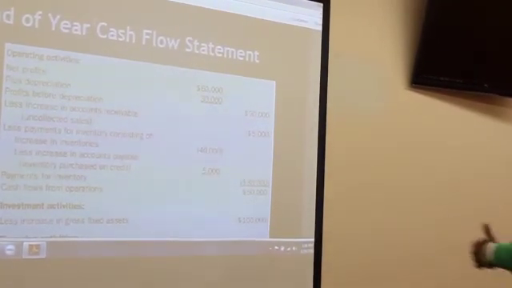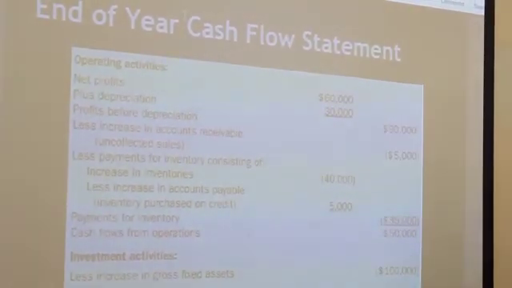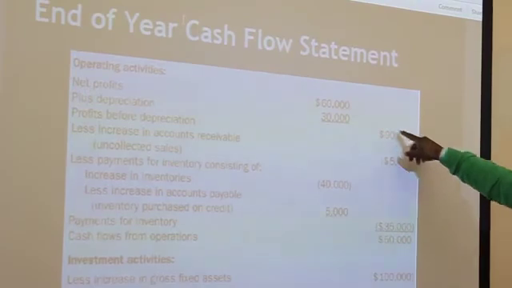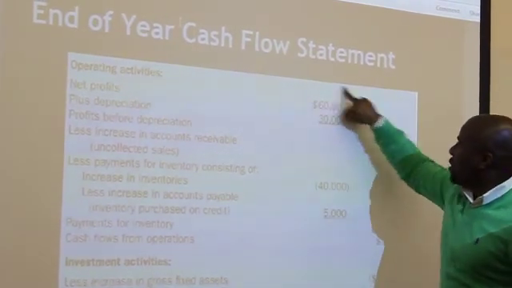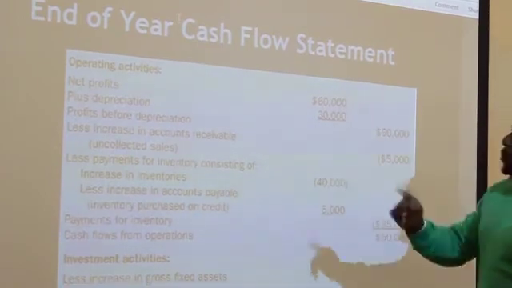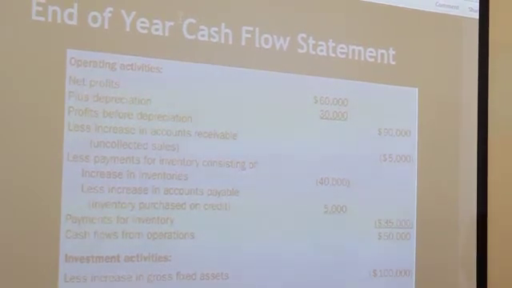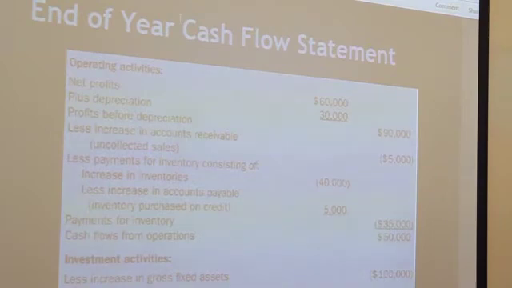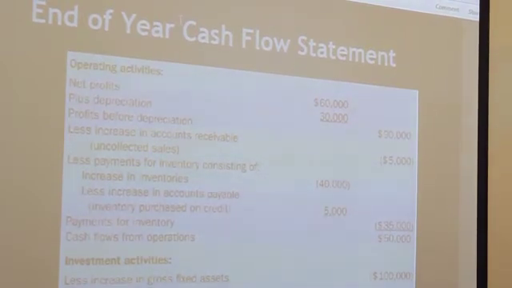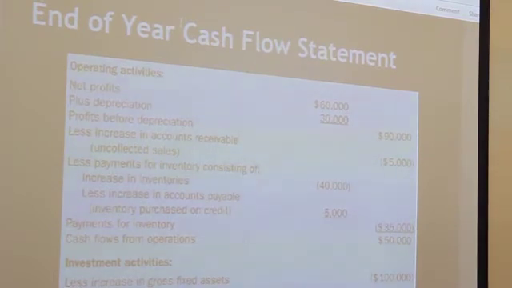So the net profit is $60,000 plus depreciation of $30,000. So profits before depreciation was $90,000. So this is your net. This is how much your operating expenses, everything else, is $60,000. Plus now you also have depreciation. That's of your equipment, truck, etc. So you add that in and that gives you $90,000, because you're going to write that $30,000 off. Now, less increase in accounts receivable, uncollected sales.